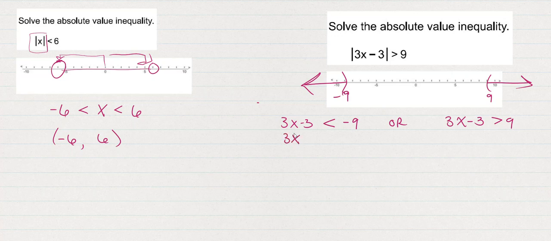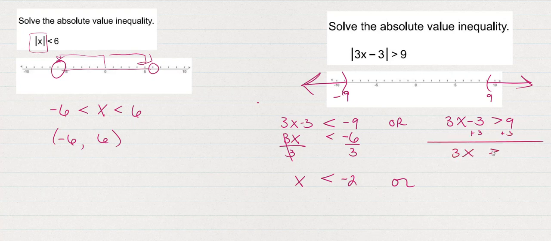All that's left to do now is to solve for x. So I could add 3 to both sides and get -6. Divide by a +3. And I have x is less than -6 divided by 3, which is -2. Or add 3 to both sides and get 12. So 3x is greater than 12. And I can divide both sides by a +3 and treat it the same as I would an equation. And so that would give us x is greater than 4.